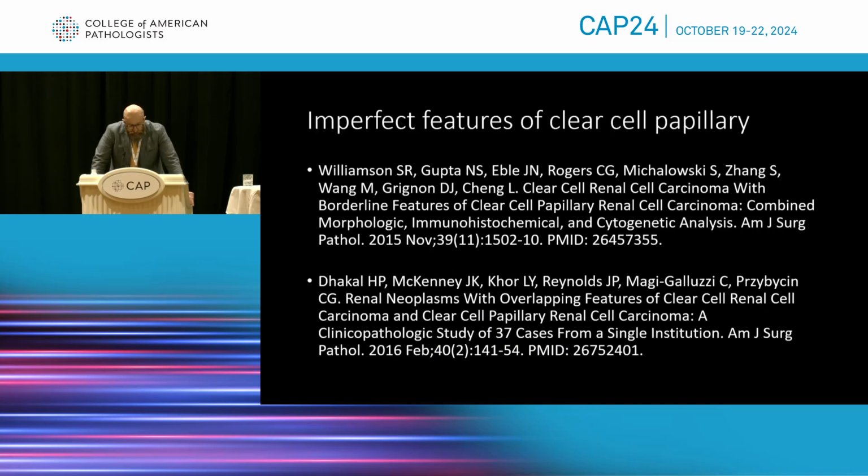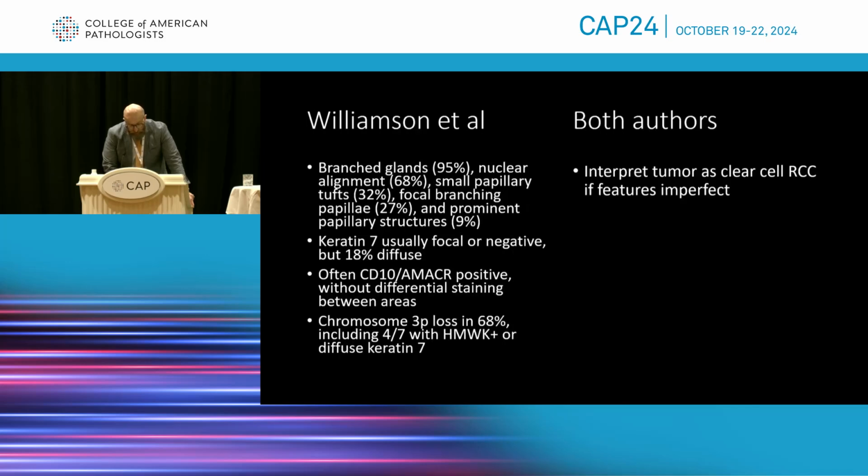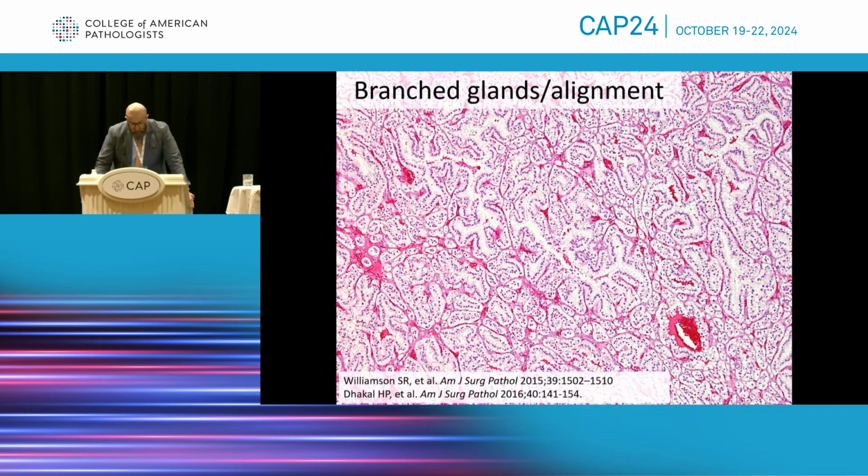A couple of studies were done, actually one from myself and colleagues before I came to the Cleveland Clinic, and then another one from the Cleveland Clinic team before I came there, both of which concluded a similar thing: that if you have features resembling clear cell papillary tumor but that are not perfect, we would usually err toward diagnosis of clear cell RCC. Here's a little bit of detail which is available in your handout if you want to see some comparison between the two studies. But basically both of us concluded that if the features are not perfect, we would err toward diagnosis of clear cell rather than clear cell papillary tumor.